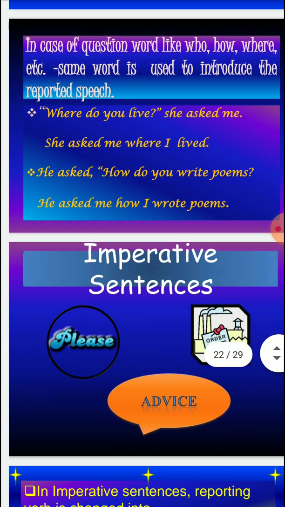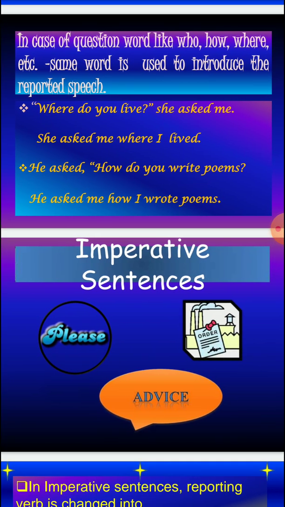Now let us consider the questions which will not have their answer in yes or no, like what is your name, where do you live. Such questions never have their answers in yes or no, but they will have a particular answer to it. Now, let us consider an example. "Where do you live?" She asked me. She asked me where I lived.